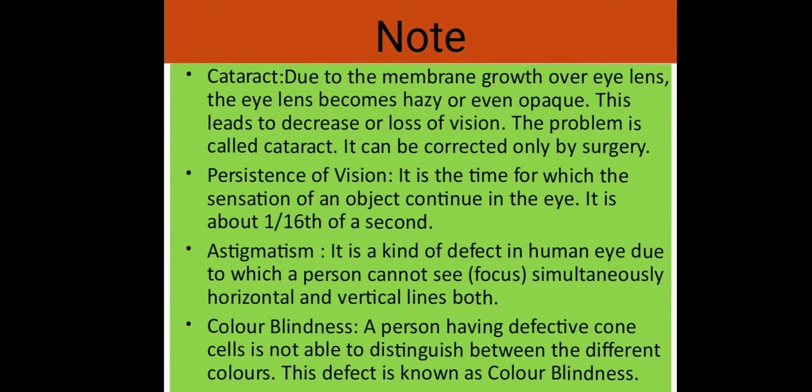Next one, color blindness. A person having defective cone cells is not able to distinguish between the different colors. This defect is known as color blindness.